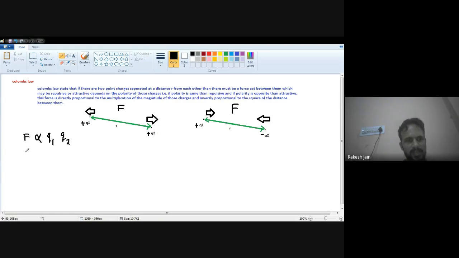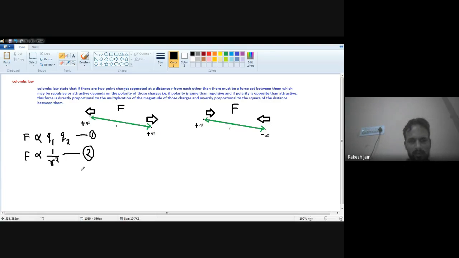And second, it is said that this force F is inversely proportional to the square of the distance. Here the distance is R, so the square is R square. Then inversely proportional means 1 divided by R square. So this is equation number 1, which states the multiplication of the magnitudes of those charges, and equation 2 states that it is inversely proportional to the square of the distance between them.